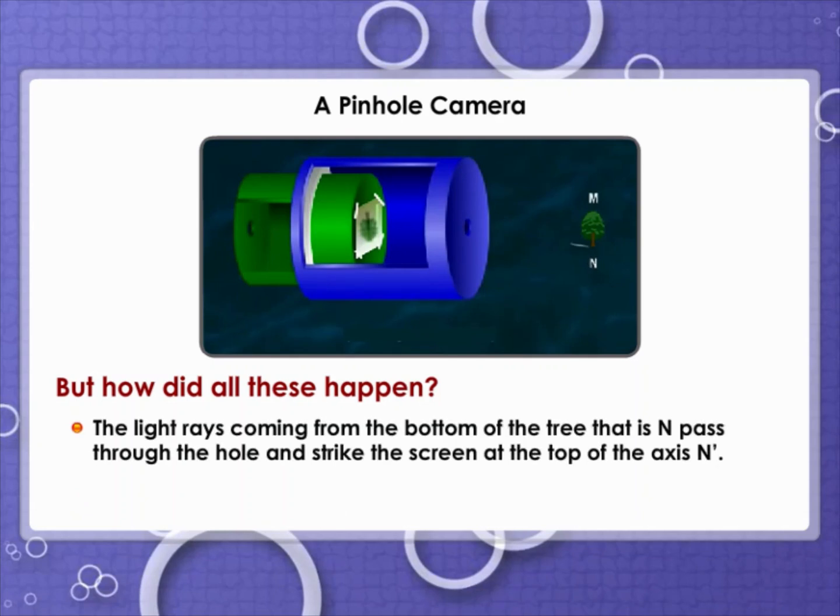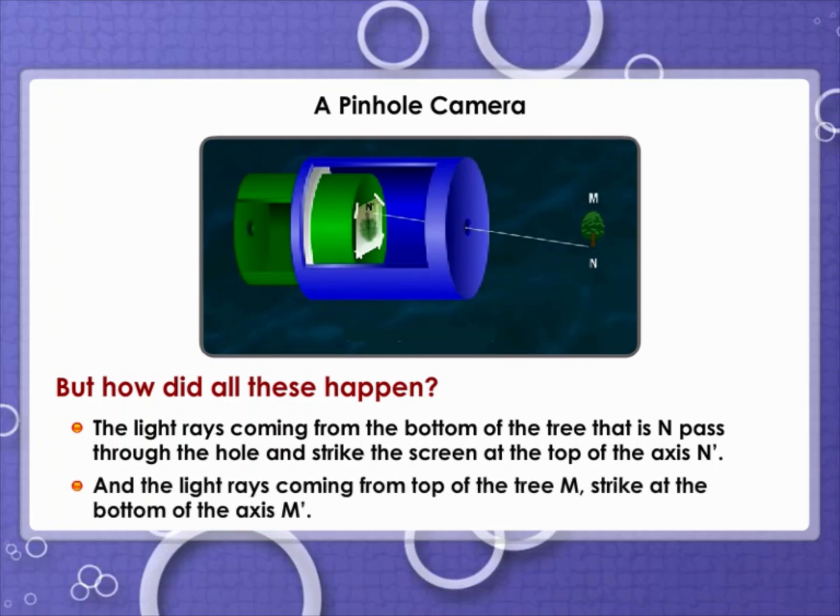The light rays coming from the bottom of the tree, that is N, pass through the hole and strike the screen at the top of the axis, N dash. And the light rays coming from the top of the tree M strike at the bottom of the axis, M dash.